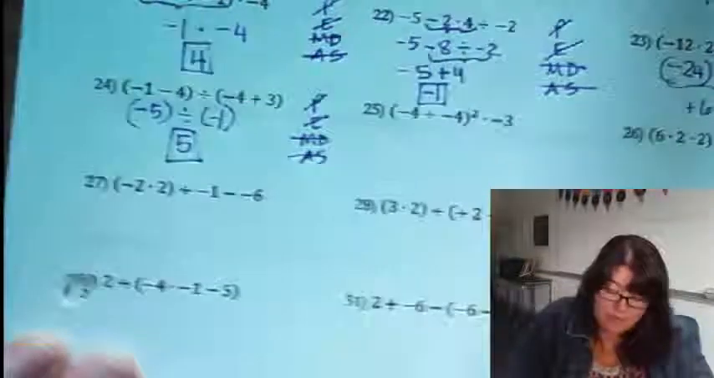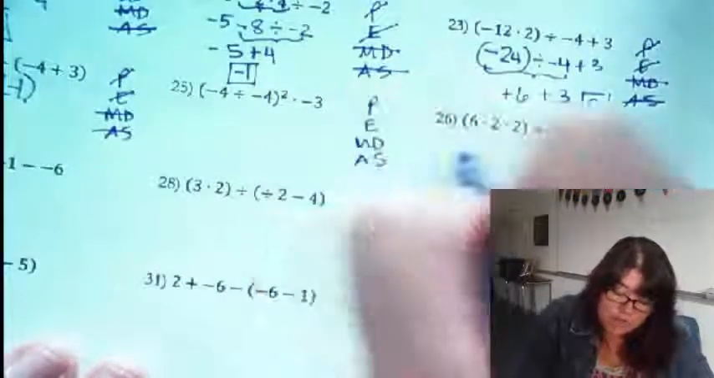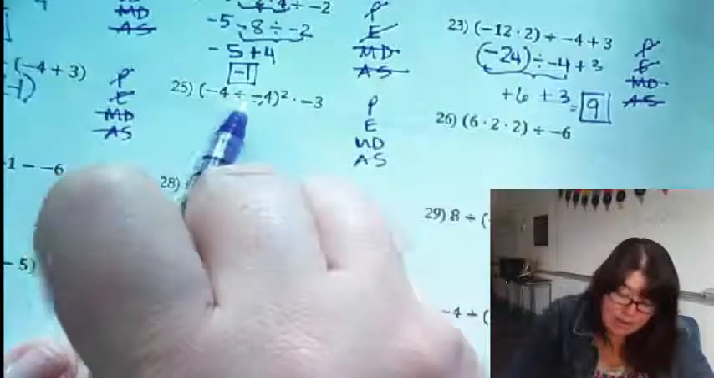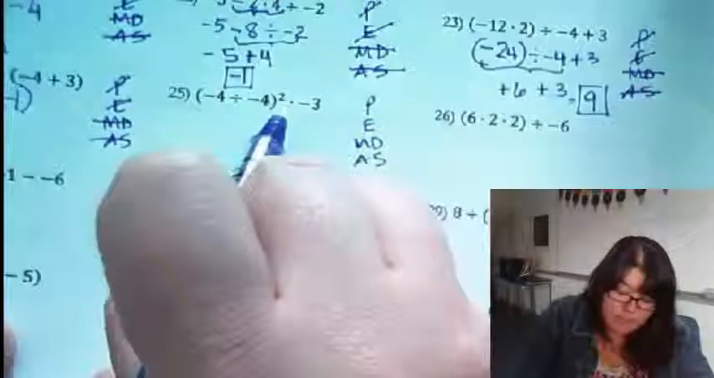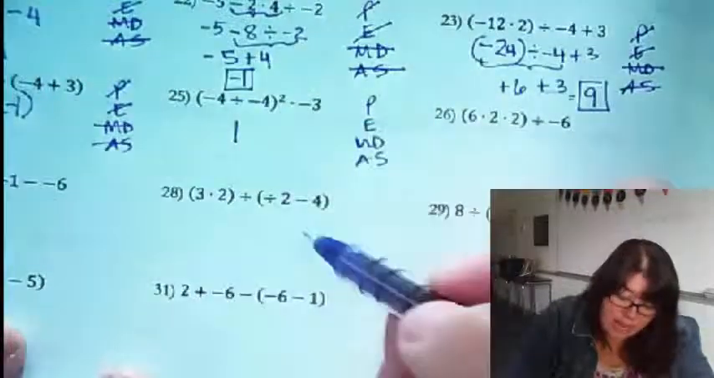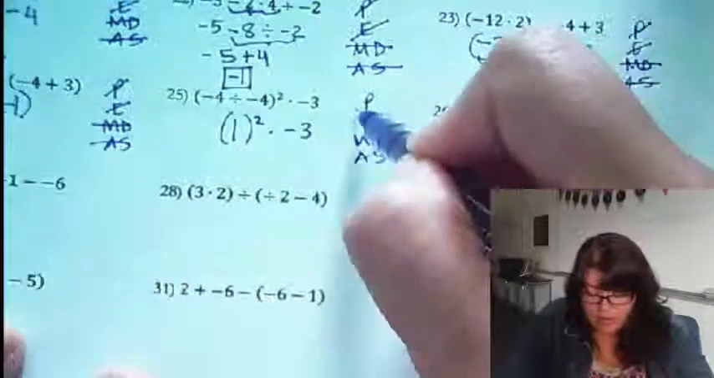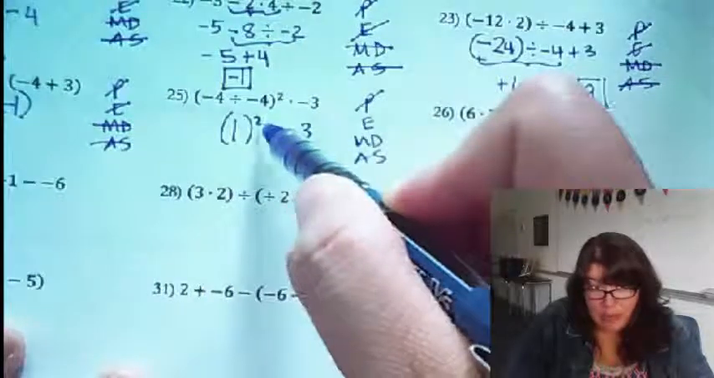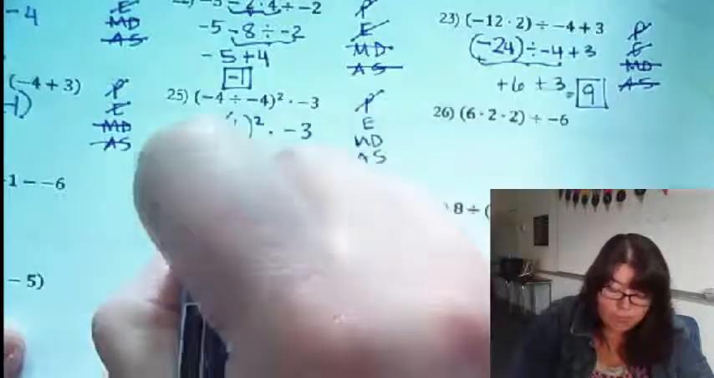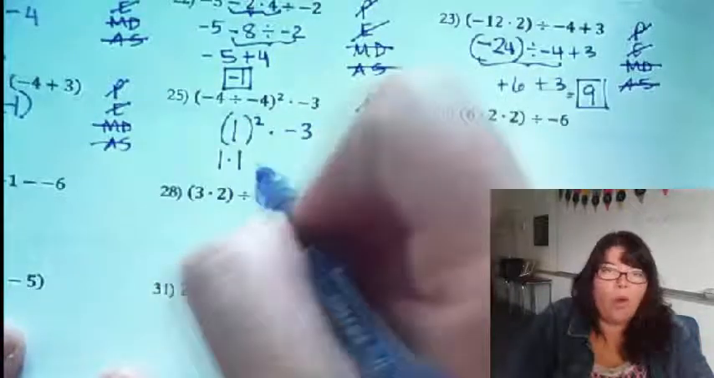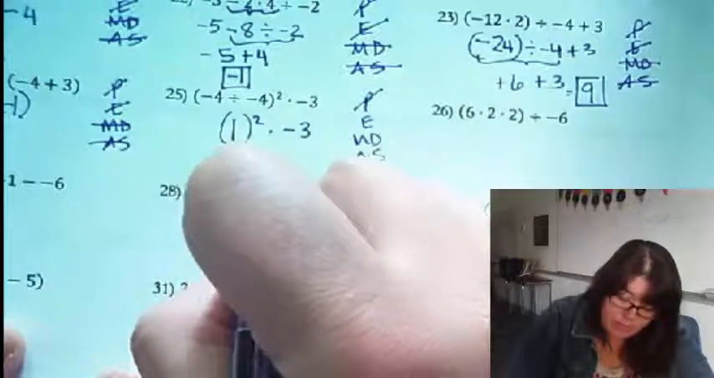How about for 25? Parentheses, exponent, multiply, divide, add, and subtract. Parentheses, -4 divided by -4. Negative divided by a negative is a positive. 4 divided by 4 is 1. So +1. Keep it inside just until we know we're safe. Parentheses are done. Exponents. I have an exponent, and this exponent tells me that I need to multiply 1 by itself 2 times. So 1 times 1. Well, that's just 1. Bring down the rest of my problem.